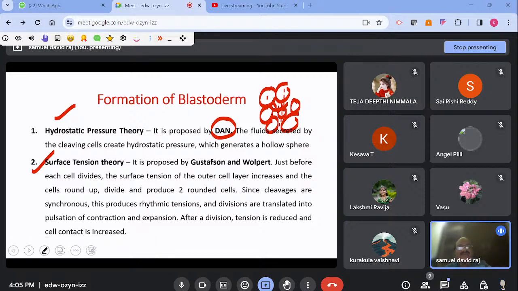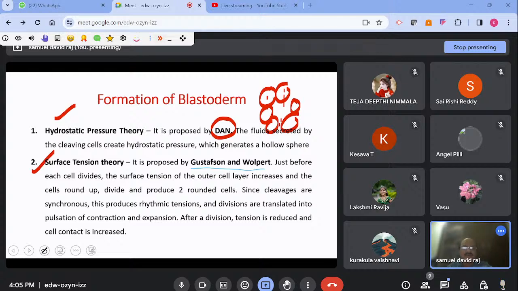So this watery content is what is responsible for generating hydrostatic pressure that pushes all the cells to the periphery, leaving a central fluid-filled space, thus a hollow sphere of blastula, having a blastoderm outside and a blastocoel filled with fluid formed inside. And another theory is the surface tension theory. It is proposed by Gustafson and Wolpert.